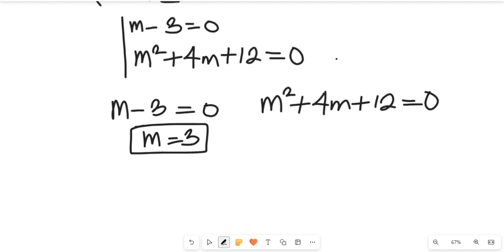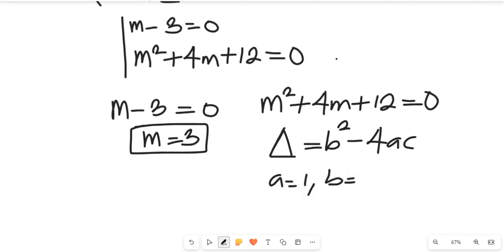From that polynomial expression, we're going to have two solutions from this quadratic equation. So to solve this, let's first test to see if this will give us real values or imaginary values. Let's find the discriminant. The discriminant of this equation is b squared minus 4ac. So having a equal to 1, b equal to 4, and c equal to 12, we can simplify that expression.